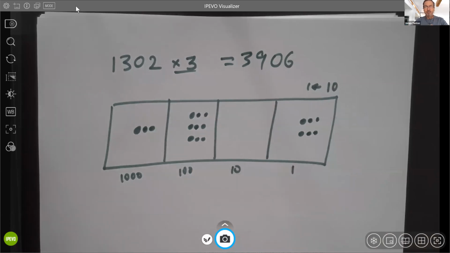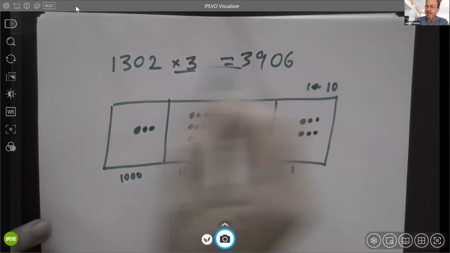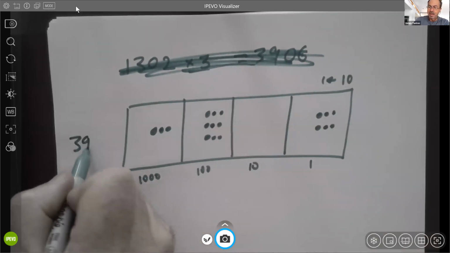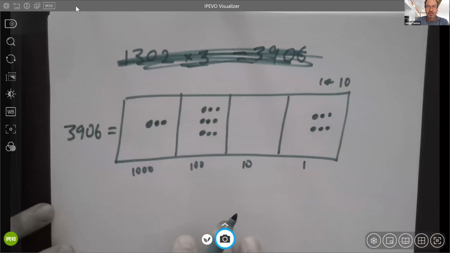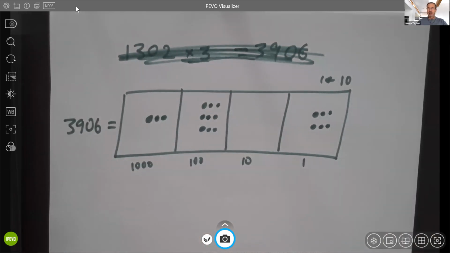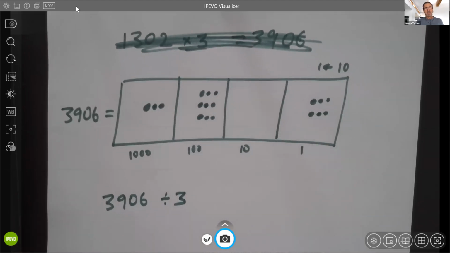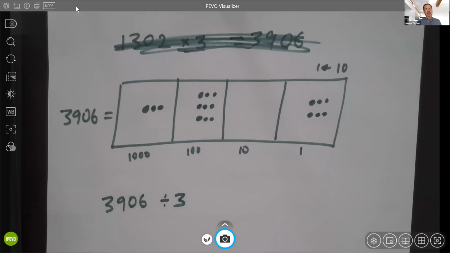But here's the interesting thing. Division would be doing this backwards. Suppose I didn't do that. All I did was give you the answer 3,906, which looks like that. Suppose we start with the answer and say, hang on, James, can you figure out from your picture what 3,906 divided by 3 is? What got multiplied to give me the answer 3,906?